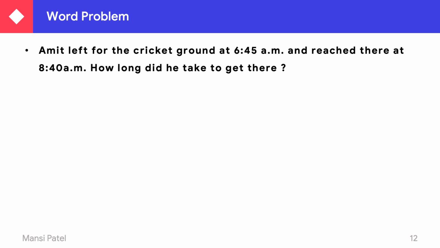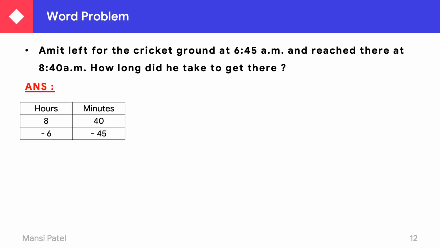Means you have to find out for how many hours and how many minutes he stayed on the cricket ground. He left his house by 6:45 a.m. and he reached his house by 8:40 a.m. So you have to find out the duration between these two times. So let us see. From 8 hours 40 minutes you have to subtract 6 hours 45 minutes.